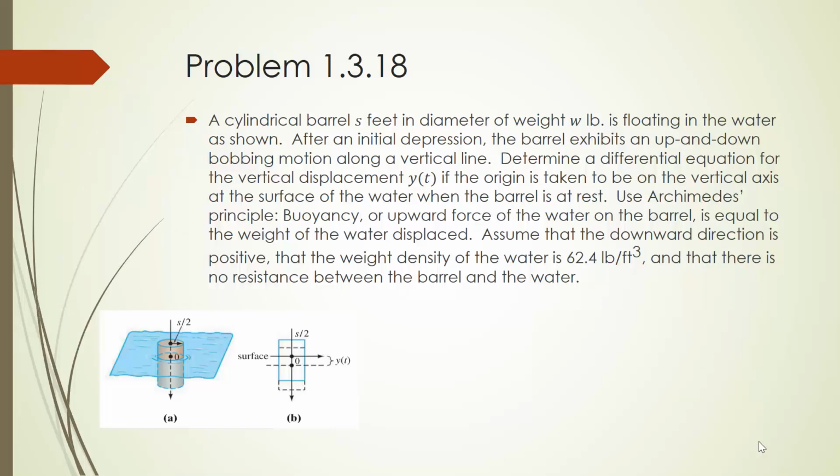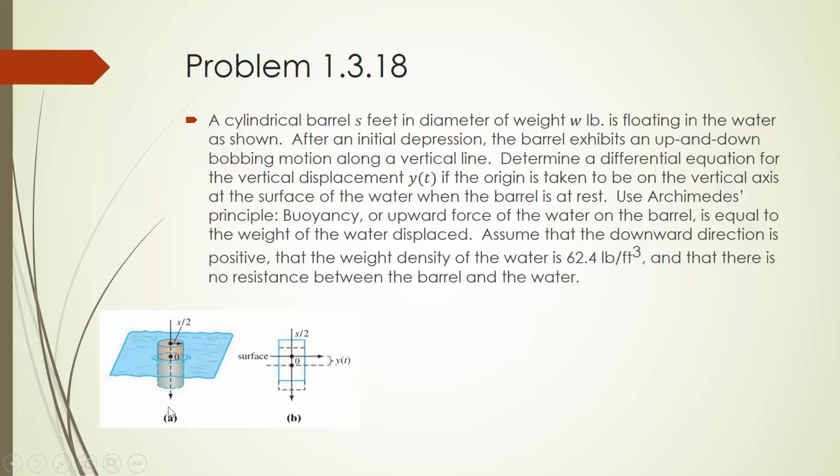All right, one more problem. This is problem number 18 from section 1.3. We have a cylindrical barrel s feet in diameter, and it weighs w pounds. It's floating in the water as shown in the first figure. So this is our first figure, figure A.